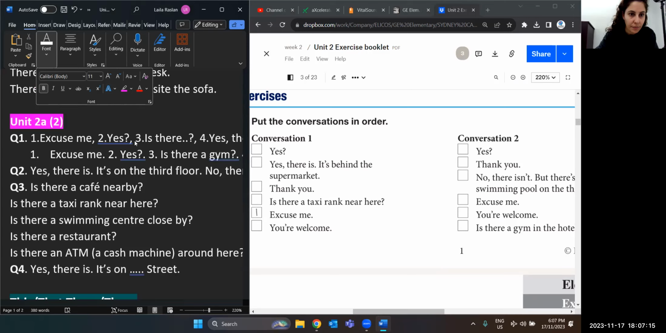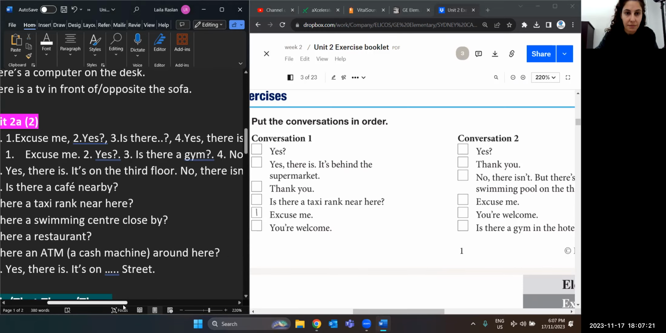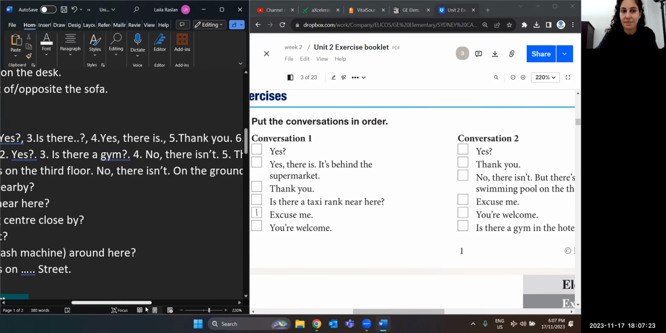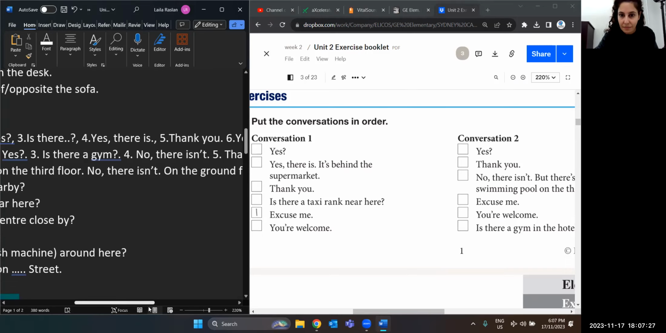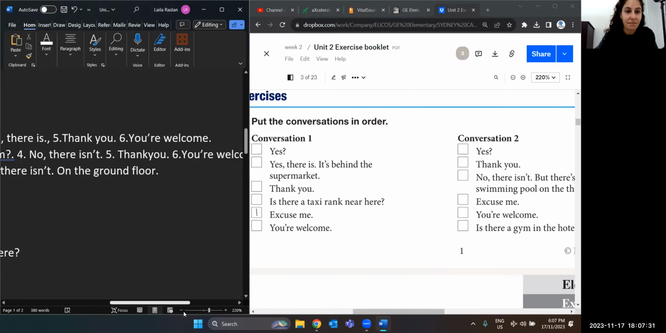So is there a taxi rank near here? Yes, there is. Number five. Thank you. Number six. You're welcome.